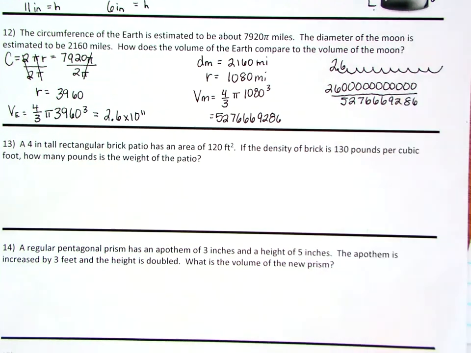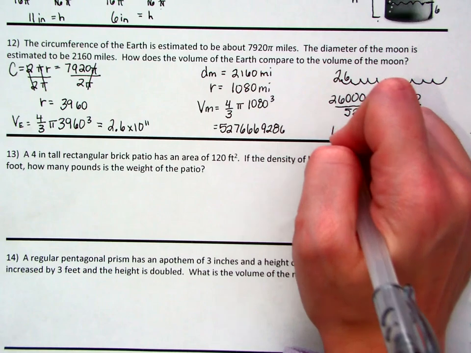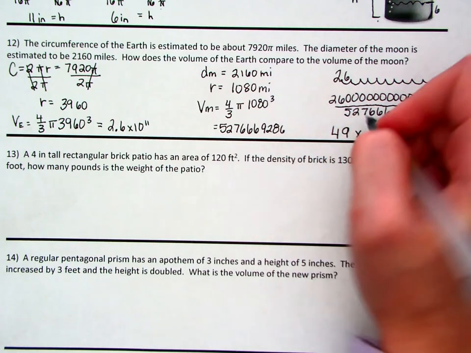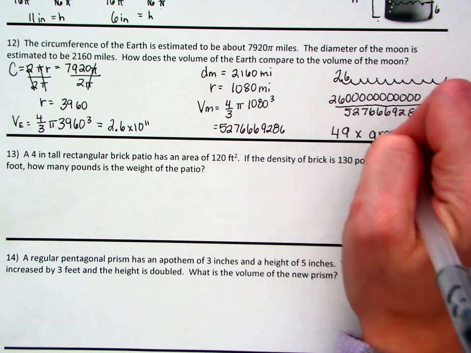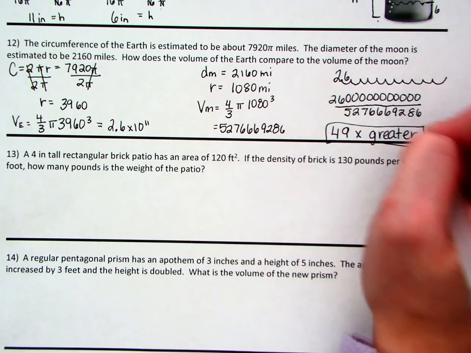So you're going to throw that big mess in your calculator. Give me just a second. And I'm getting that it's about 49 times greater when we divide here. So about 49 times greater.